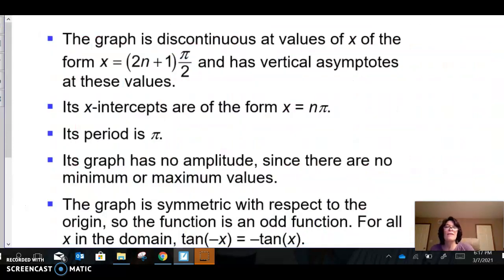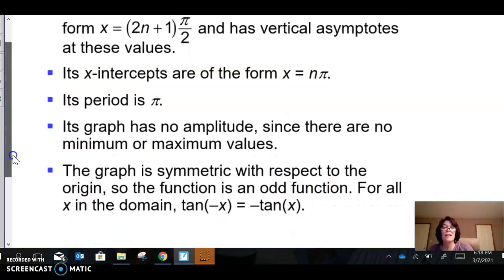The graph of tangent is discontinuous at values of x that are every odd pi over 2. Those are vertical asymptotes. The x-intercepts are in the form of any n pi. Its period is pi. There is no amplitude because it goes up and down forever. The graph is symmetric with respect to the origin, so it's an odd function.